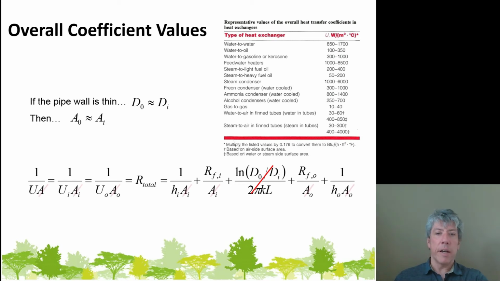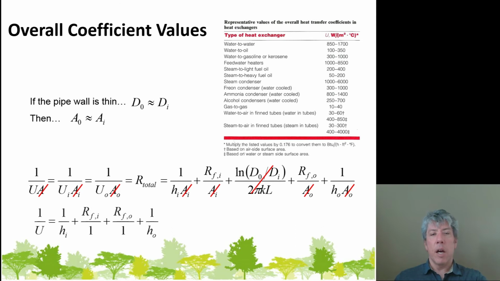And then the inner and outer area are approximately equal, they cancel out, and essentially the overall heat transfer coefficient can be written in terms of resistance to convection in the hot and the cold fluid, that's HI and HO, and fouling resistance on the inside and outside of the tube, which often is much more significant than the resistance to heat transfer via conduction through the tube.